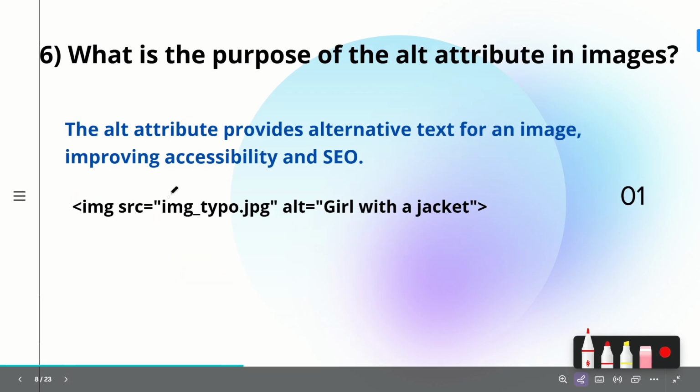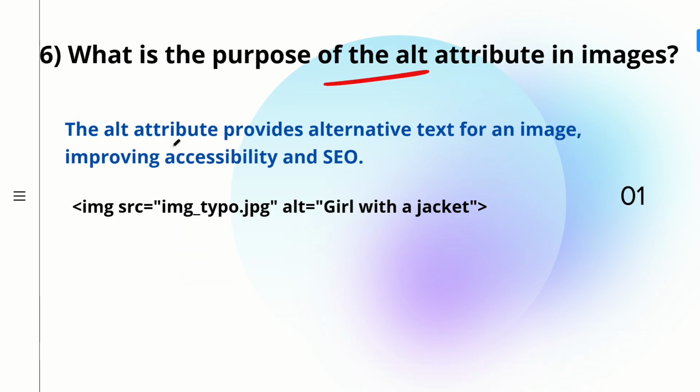Now let's see our sixth question, that is what is the purpose of the alt attribute in image? We have discussed in the previous question also, that it provides the alternate text for the image, improving the accessibility and the SEO. So if your image doesn't load, from image point of view, what are you supposed to show? You are supposed to show the image which is coming from imgtypo.jpg.